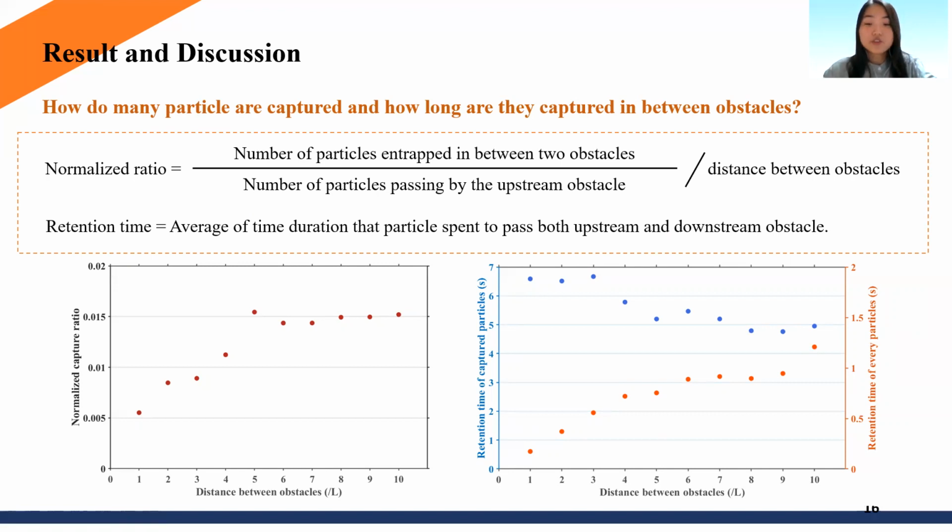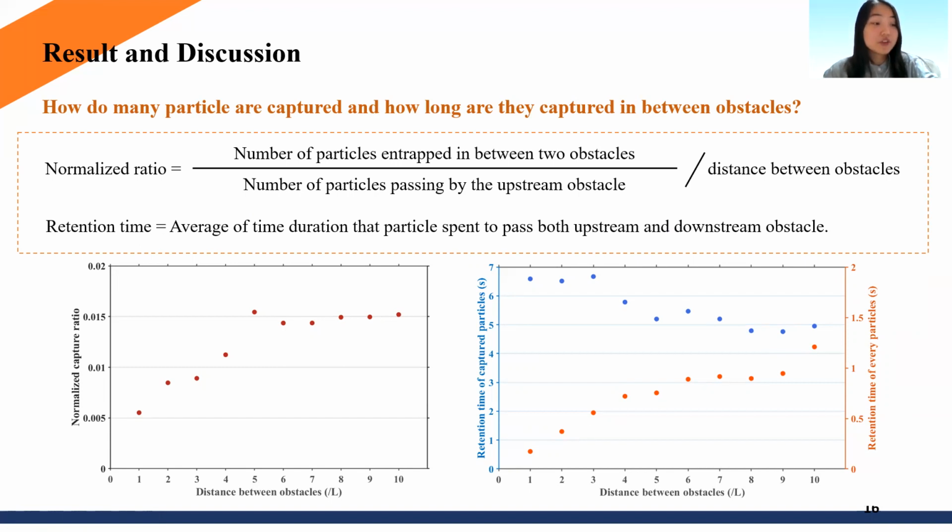So this figure on the right shows the retention time of particles. It was expected that particles would have longer retention time as spacing increases, since it would take longer to move longer distances. It was true for particles that were passing by the obstacles above without being entrapped, here presented with these orange markers. And their linear trend is also very reasonable since the distance is linearly increasing.